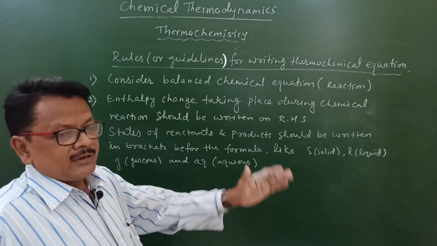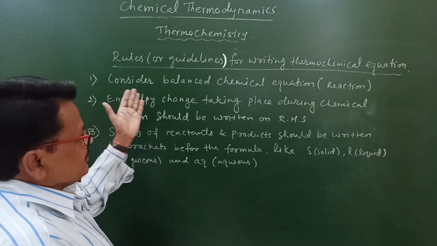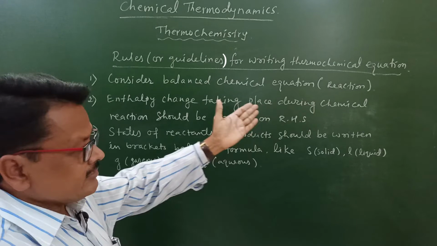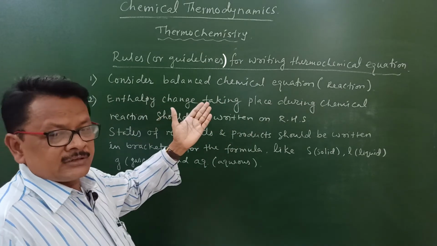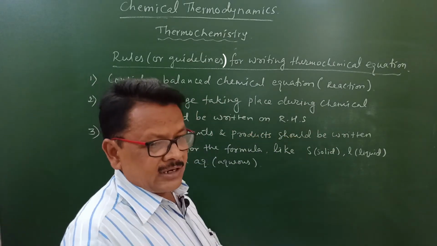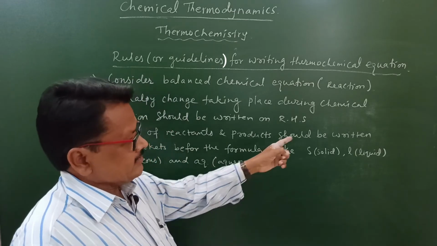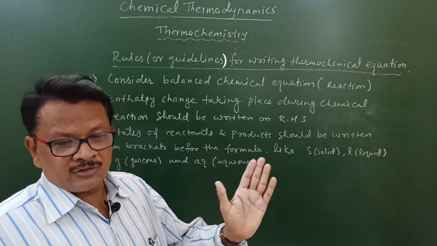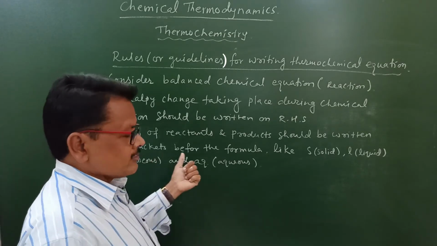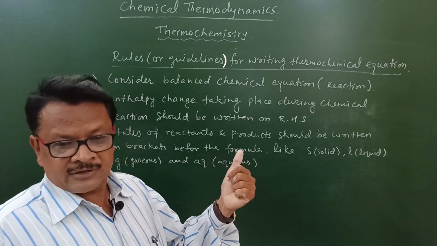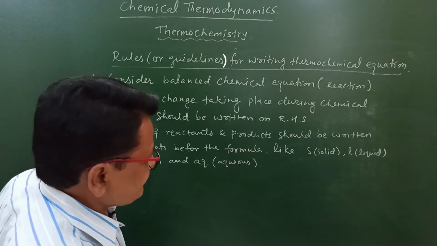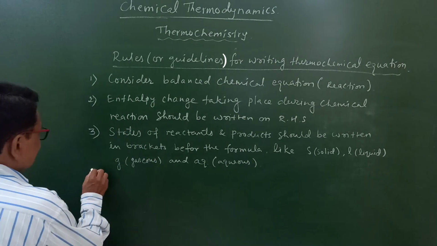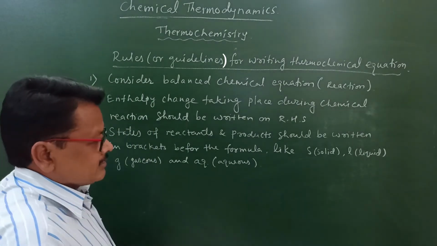While writing the thermochemical equation, first of all you have to write the balanced equation. Then, in the second rule, you write the enthalpy change taking place during the chemical reaction. Third rule, the states of the reactants and products should be written: S for solid, L for liquid, G for gaseous state, and AQ for aqueous. Fourth rule, what is the fourth rule?